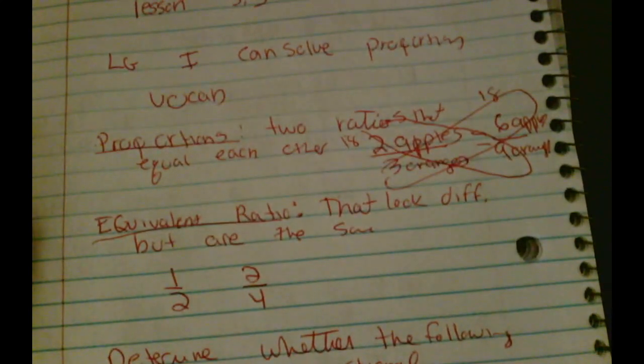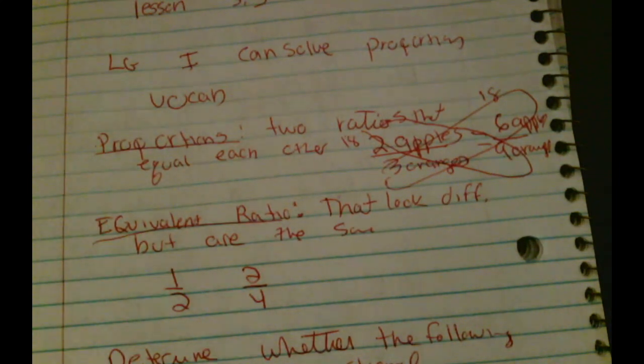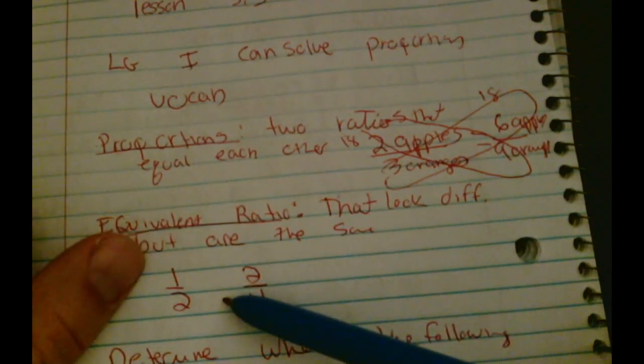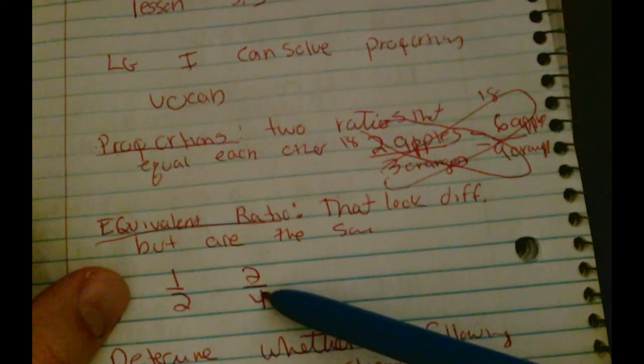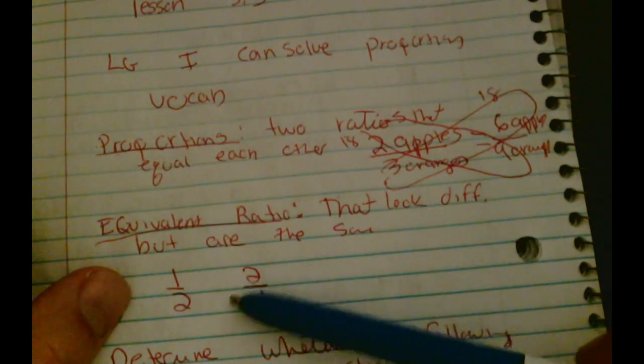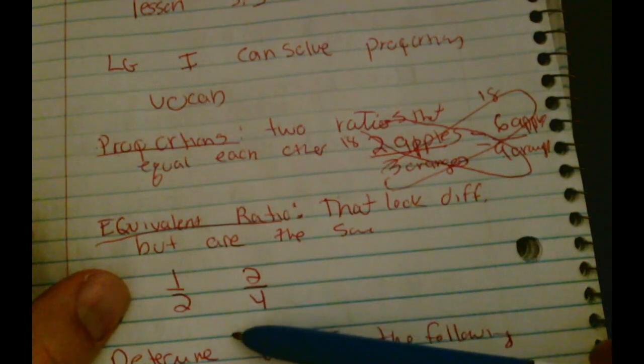Another thing we'll talk about today is equivalent ratios. Again, they look different, but they are the same. Equivalent ratios. Here's an example of two equivalent ratios. 1/2 and 2/4. When you simplify these two ratios, they end up being the same thing.